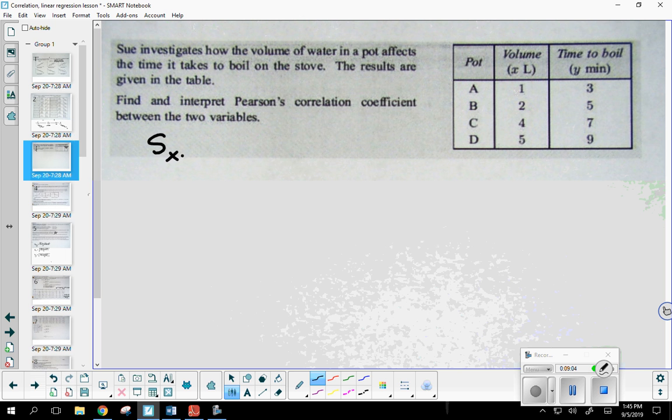You use S sub XY, that's what we call the covariance. Now, we're going to take the sum of the product of X minus its mean times Y minus its mean, all divided by N. That's the formula for the covariance. Okay, that's one of the 3 that work together to give you the correlation coefficient.